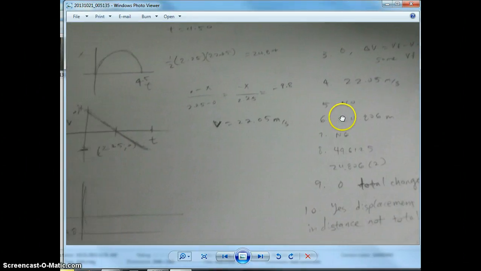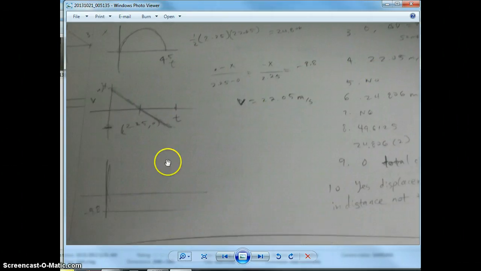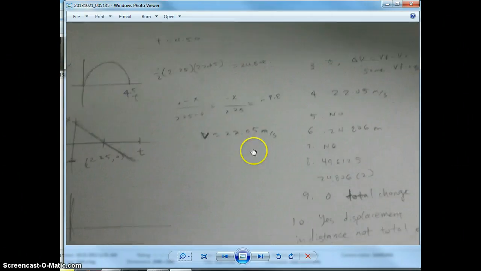Number 6, what is the peak? Again, the area of this is the peak, because this is half, and the peak is only half of the total system. So 1/2 times 2.35, because that's half of 4.50, times the velocity gives you 24.806 meters. Number 7, was the acceleration different? No, it was not. Gravity, as always, is constant.